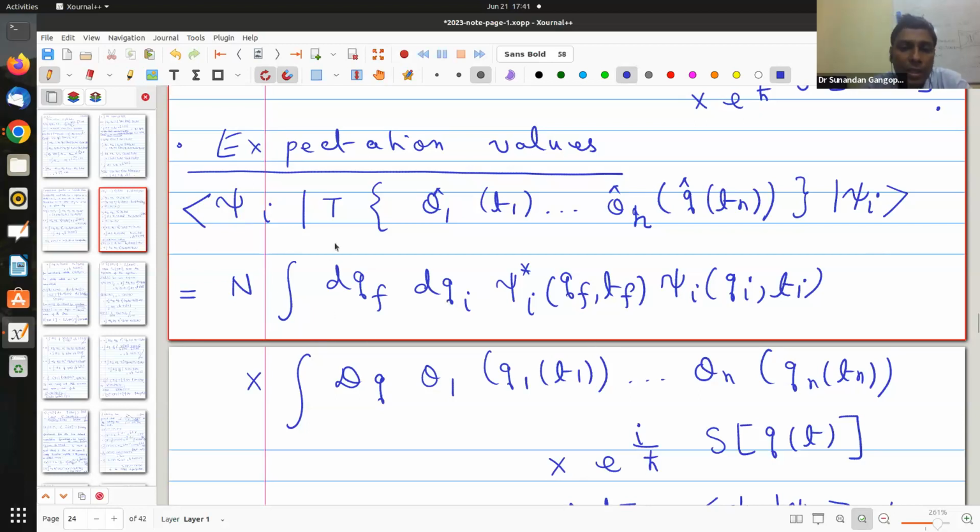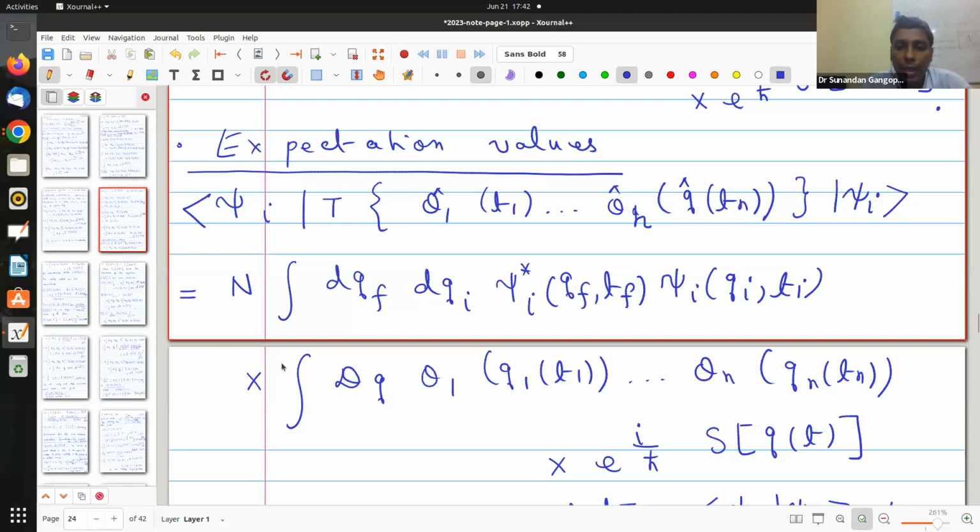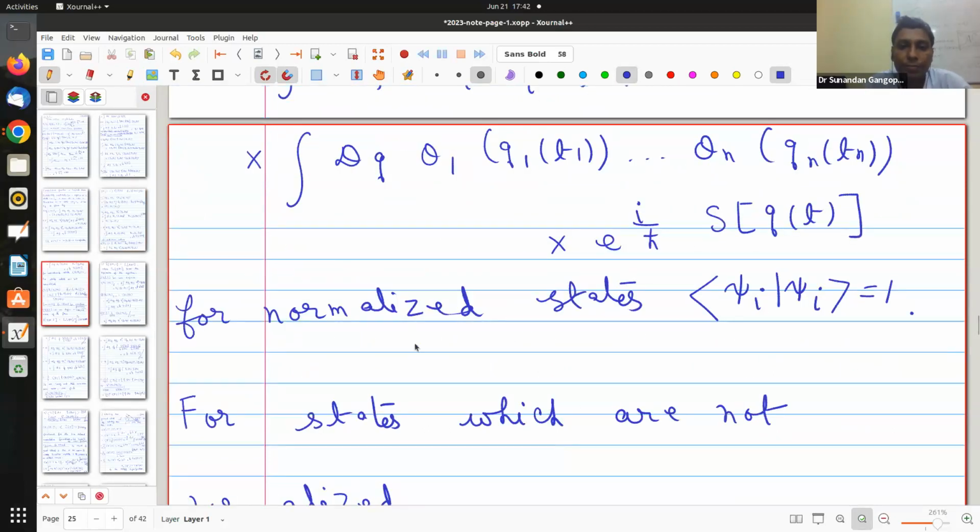So now the only change in the expression is that it will be an integral over QF and QI, and then the integrand will be psi I star at QFTF. So this is the initial wave function at the position QFTF, and the initial wave function at the position QITI, multiplied by the path integral expression, which was already there. So this actually gives the expectation value of this time ordered product of the string of operators.